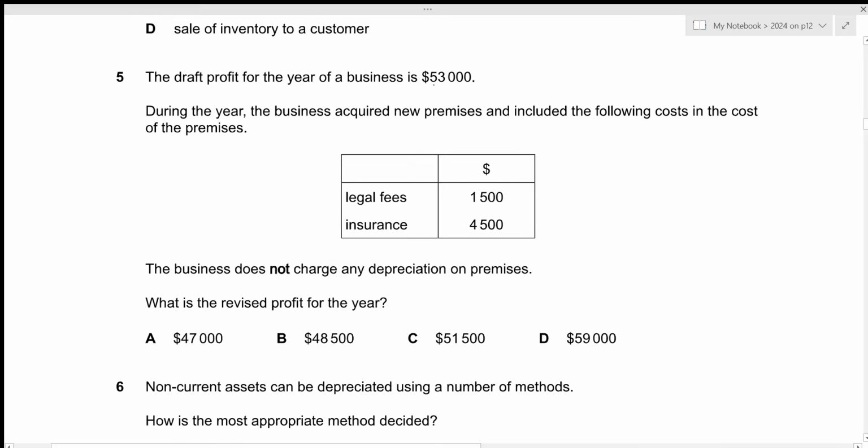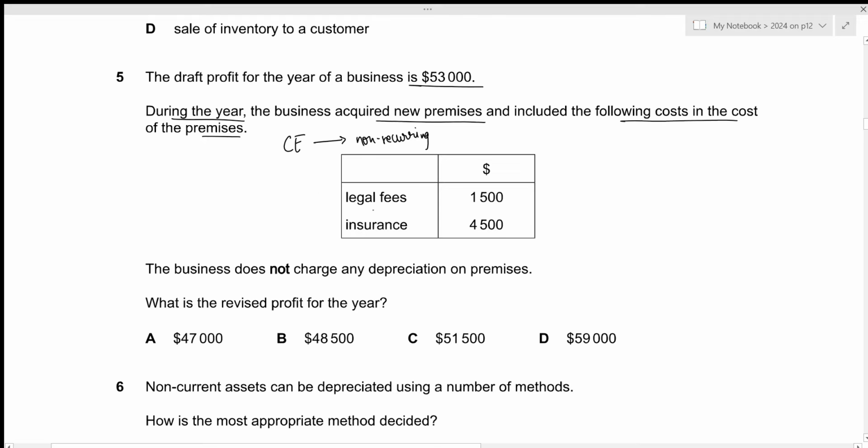The draft profit for the year of a business is 53,000. During the year, the business acquired new premises and included the following costs in the cost of the premises. So we included the legal fees and insurance. Always remember that while including the cost of the non-current asset, we only include the capital expenditure. And the nature of capital expenditure is non-recurring. It means that it will not occur very frequently.